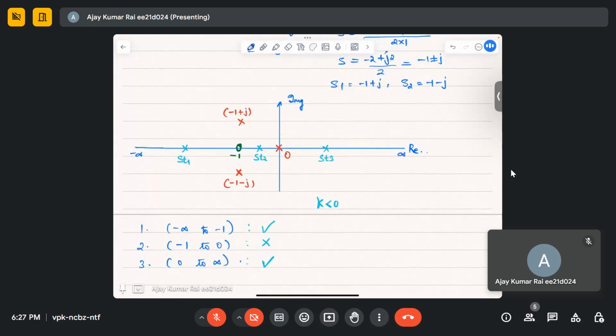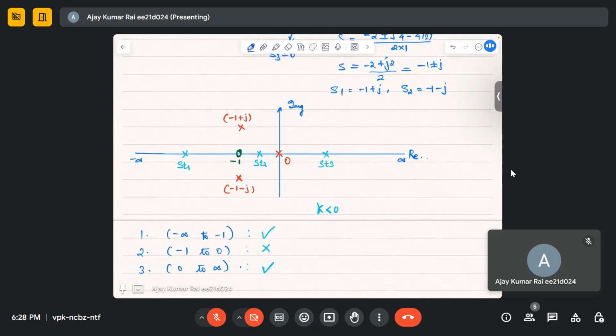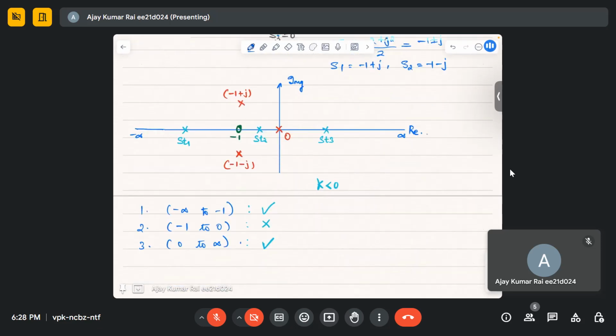So you have to do up to step 2, very simple. Instead of an odd number of poles and zeros, you have to consider an even number of poles and zeros, by seeing on the right hand side of the test point. Any doubt? Very simple question this is. Okay, we'll go to the next question.